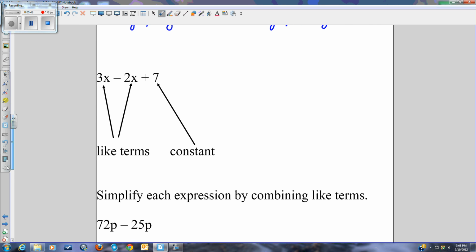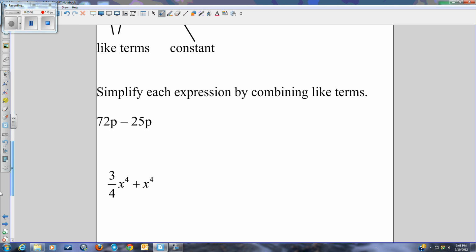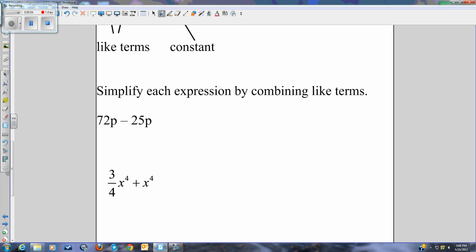Now you can add and subtract only like terms. So for instance, if we have 72p minus 25p, you can subtract those. And the reason you can subtract those terms is because they are like terms. They both have p's. So 72p minus 25p is 47p.